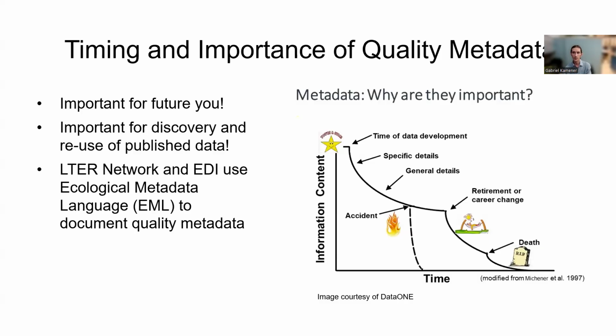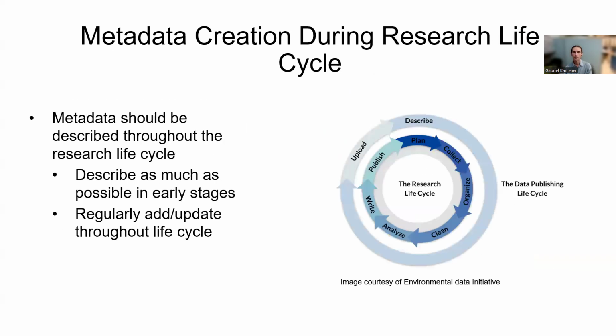And so the importance of quality metadata, it's really important for future you to begin with. It's important for the discovery and reuse of your published data. The LTER network and EDI use the ecological metadata language to document quality metadata. And so metadata should be described throughout the research lifecycle. You want to describe as much as possible in early stages, and you want to regularly add and update metadata throughout the life cycle of your data.